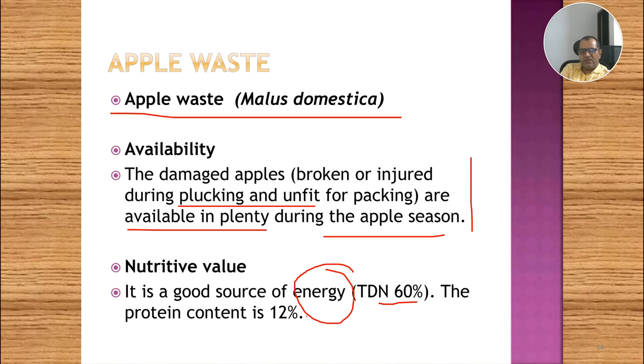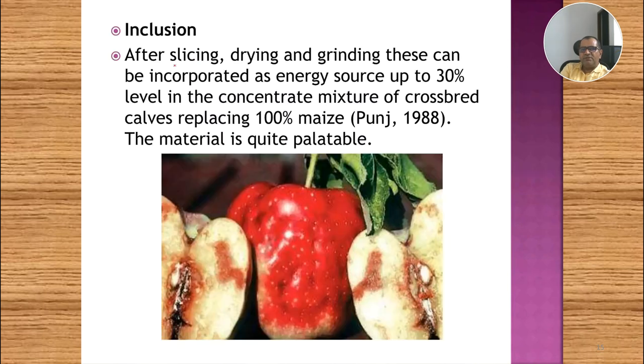The protein content is also high. After slicing, drying and grinding, these can be incorporated as an energy source up to 30% only, not more than 30%. Especially, none of these should be used at more than 30%.